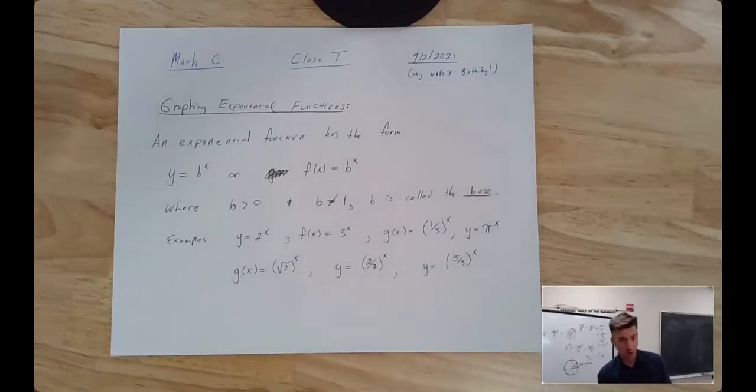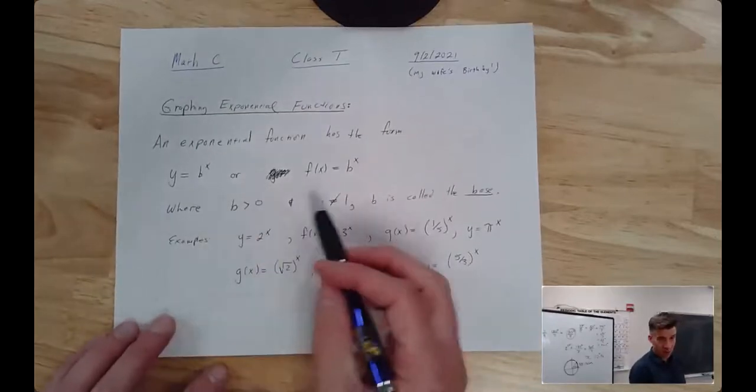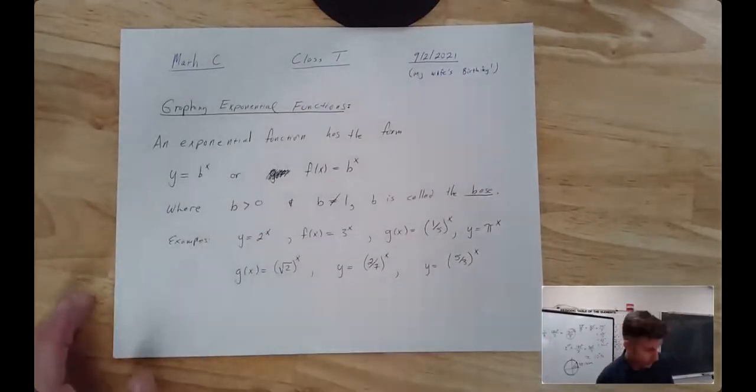As I'm sure you all have noticed, I don't want to say stickler, but I am kind of a stickler for correct words, correct notation, because we want to convey the meaning that we actually want to mean. So when you read something like this, you really should say the words in your head or out loud: y equals b to the x, or f of x equals b to the x.